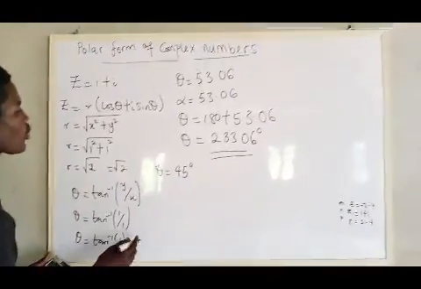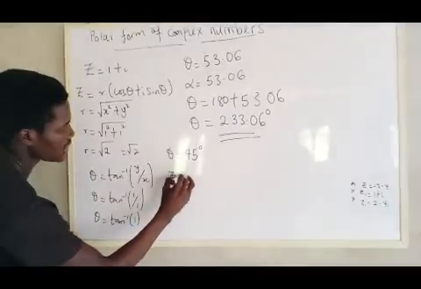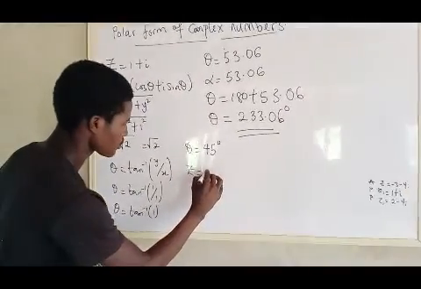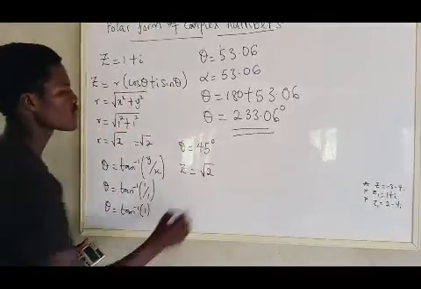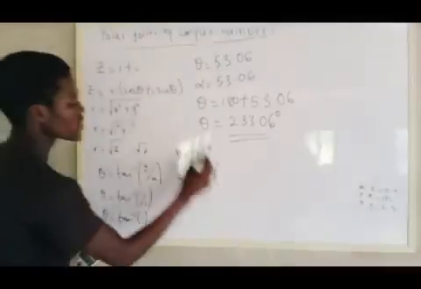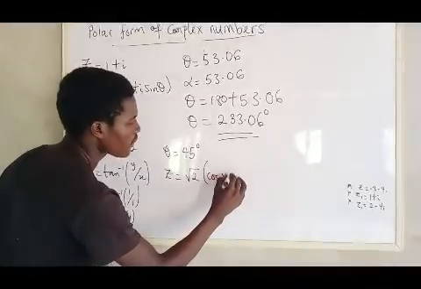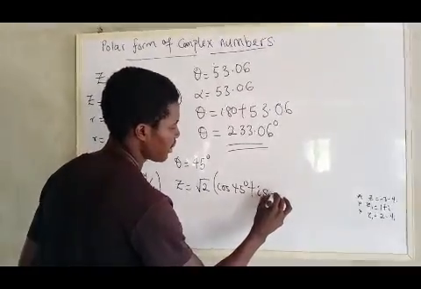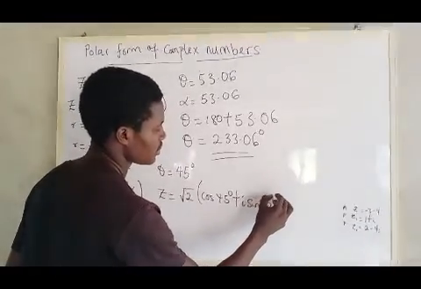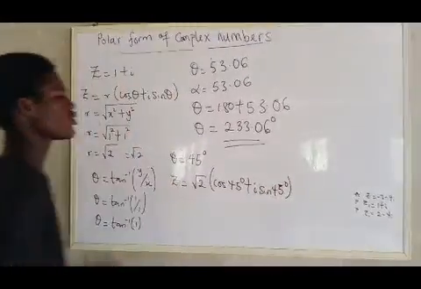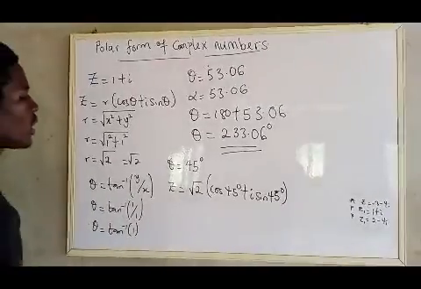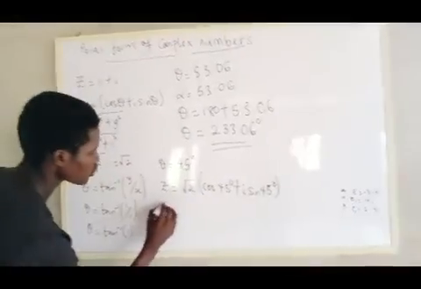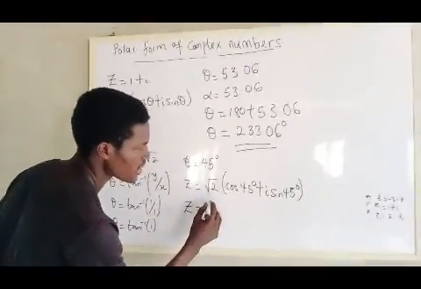Now, how will we put it in polar form? Now z equals, what's your r? Your r is the square root of 2. Square root of 2, open bracket, cos 45 degrees plus i sine 45 degrees. So this will be your final answer. You can leave it this way and you can also open it.